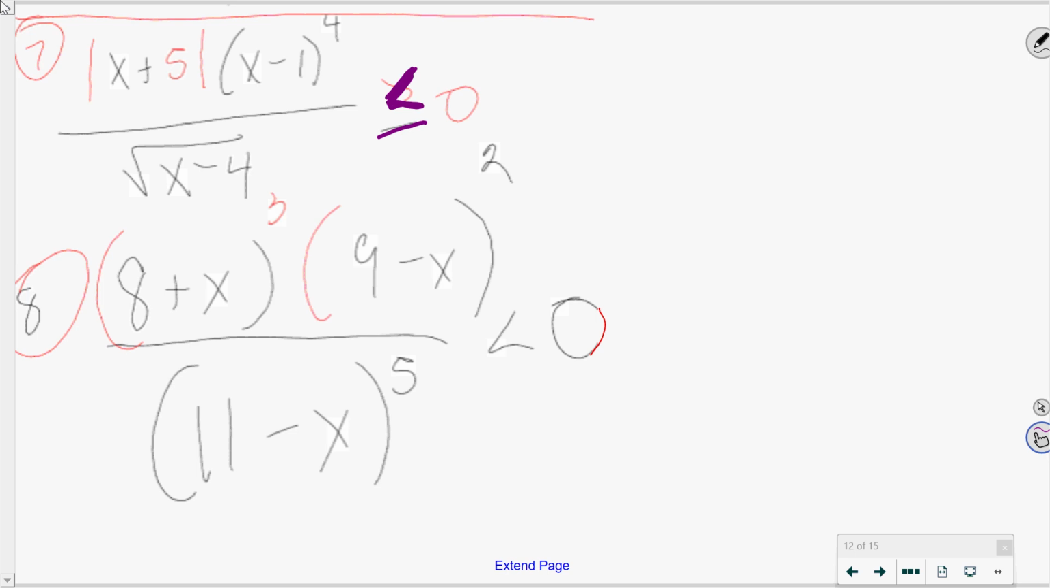X minus 1 to the 4. Square root of x minus 4. 8 plus x cubed. 9 minus x squared, 11 minus x to the 5th. So I'm just going to put up some sign graphs. You guys are going to try to solve them.